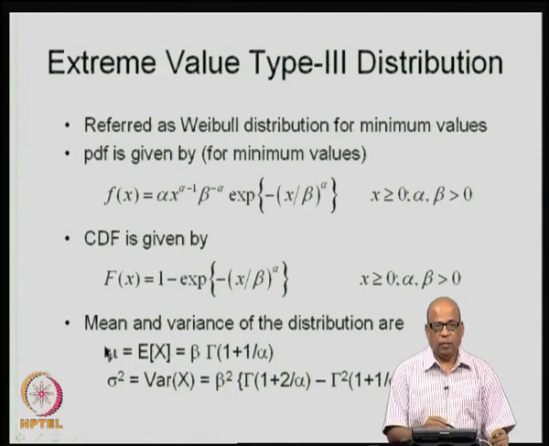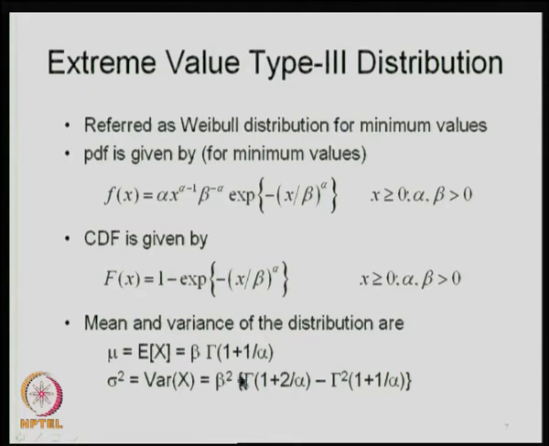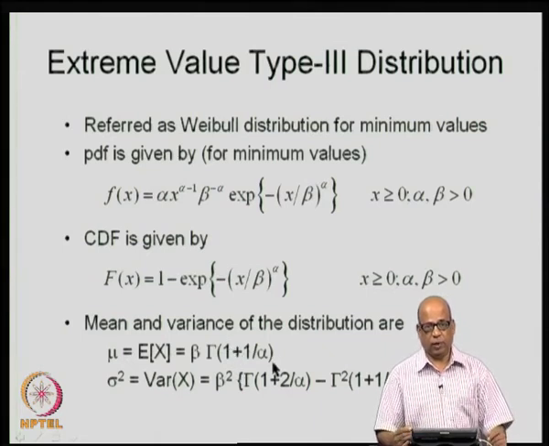Now, it can be shown that the mean and the variance of this distribution defined as given here will be: the mean, which is the expected value of x, is beta into gamma function of 1 plus 1 over alpha. Similarly, the variance sigma square is given by beta square into brackets the gamma function of 1 plus 2 by alpha minus the square of the gamma function of 1 plus 1 by alpha. So, given the sample values, we should be able to estimate alpha and beta by using these two moments mu and sigma square.